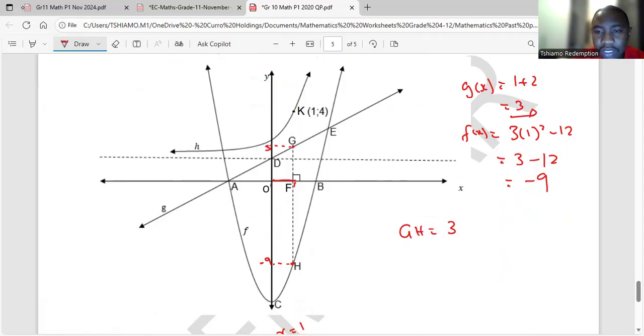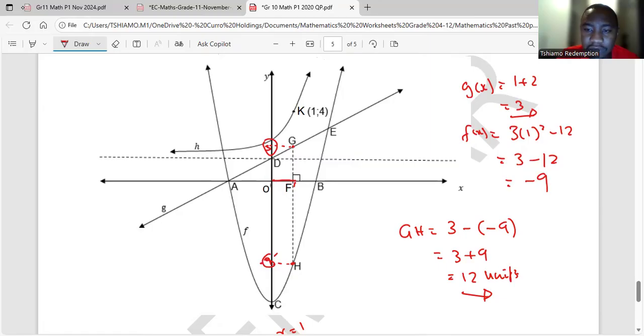So how much will GH be? It's going to be positive: 3 plus 9, which is 12. You just add 3 and 9, because we're dealing with distance, so the sign does not matter. So GH is 12 units.